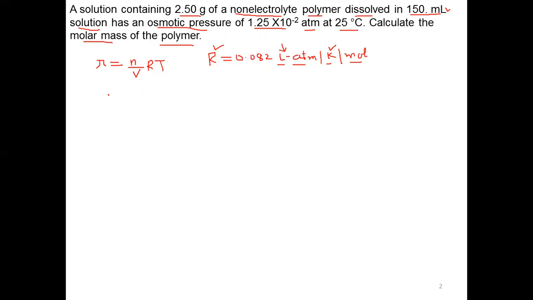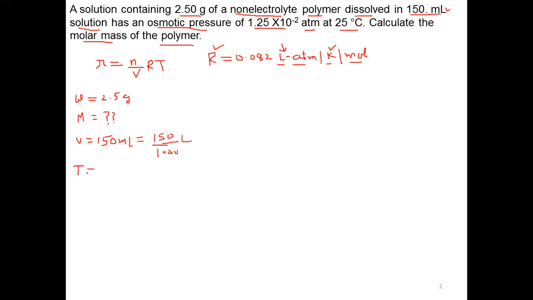So let us write what is given. We are given weight of solute W is equal to 2.50 gram. We have to calculate its molecular weight, I will call it M. Volume is given as 150 ml. As I mentioned, the value of R says that it has to be in liters, so we will convert it into liters by simply dividing by 1000. So we have 150 divided by 1000 liters.